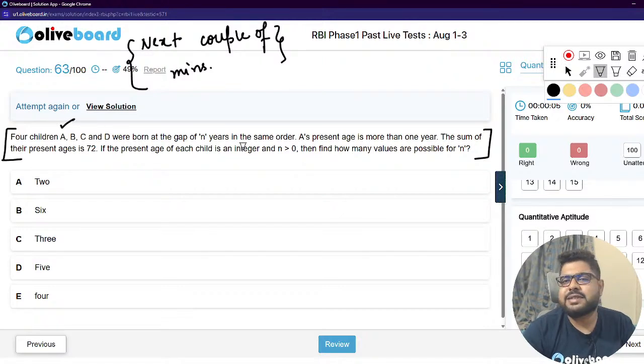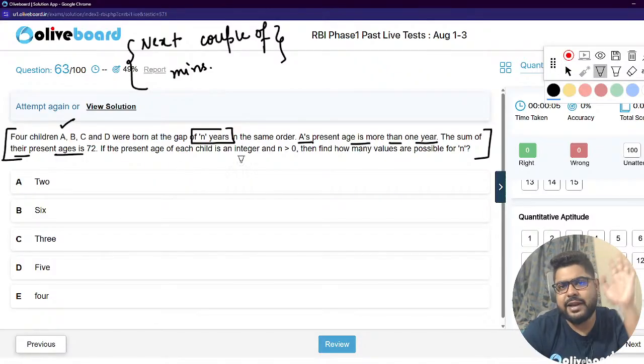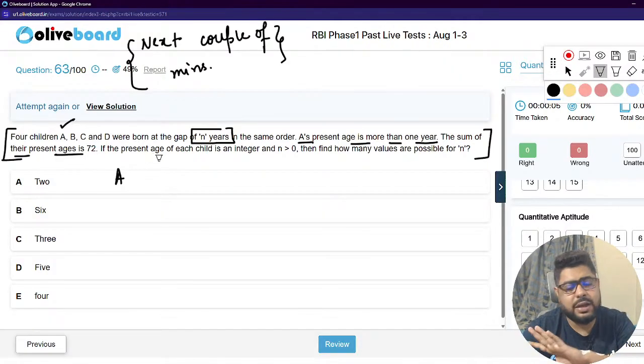4 children ABCD were born at a gap of n years in the same order. A's present age is more than 1 year. The sum of their present age is 72 and this integer n is greater than 0. How many possible values? Sir, A was born, that is greater than 0. Sorry, greater than 1.